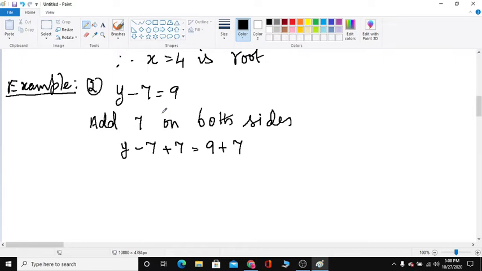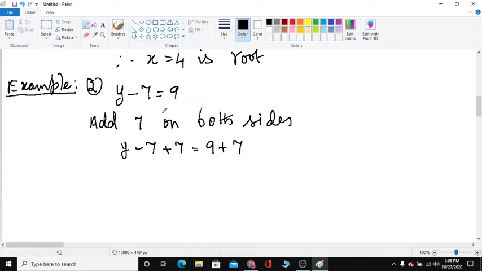Now minus 7 plus 7 is 0, so you can cancel, and write only y in the left hand side. Only y is here. 9 plus 7 is 16. Now we have to check whether our answer is correct or not.